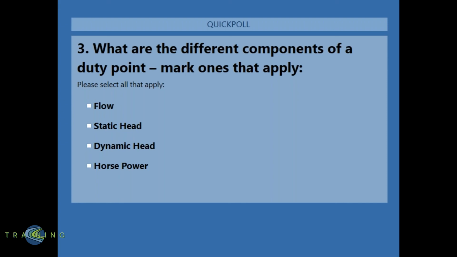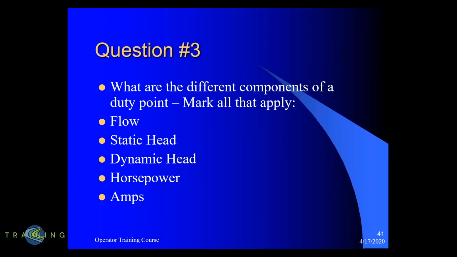Okay, the question for number 3 is, what are all the different components of a duty point? Our options are flow, static head, dynamic head, horsepower, and amps. So we talked about flow being the first part of a duty point, which we figure out by the process. Static head is going to be your elevation change, and dynamic head is going to be your friction losses. Those are the 3 that are part of the duty point. Horsepower and amps are things that you apply a motor to and that you measure based on the application. But the parts of a duty point are your flow, the static head, and your dynamic head.